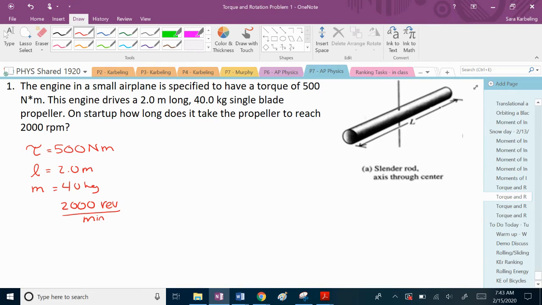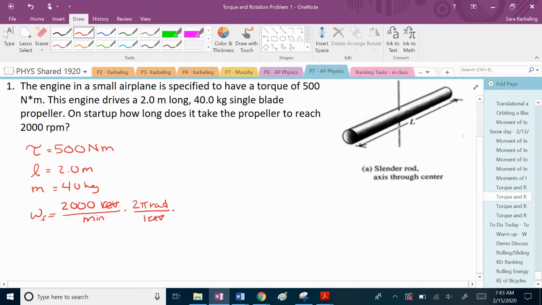Revolutions can relate to radians, right? We can convert from revolutions to radians by saying that 2 pi radians is 1 revolution. And we can also convert from minutes to seconds if we want to. When you see that, you're going to have radians per minute or radians per second. So hopefully that makes sense, that this is the final angular speed of the propeller.